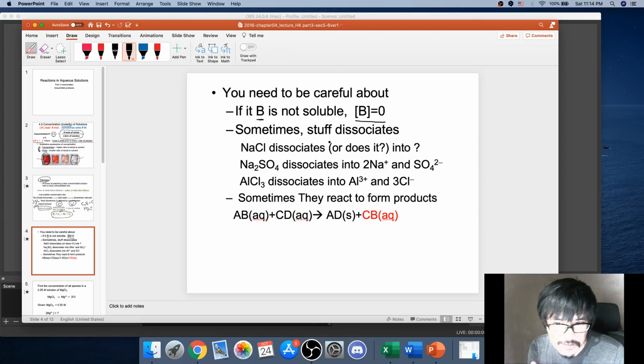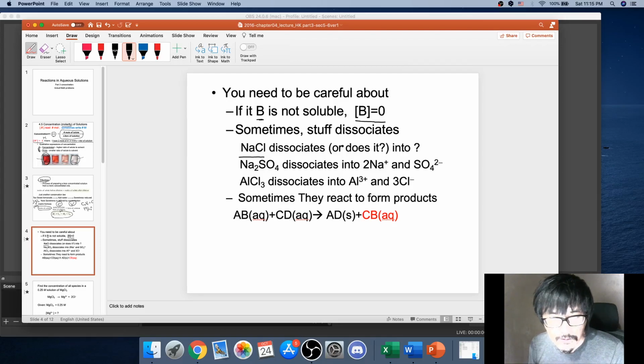This is kind of important, because you already had the precipitation table. Remember that from the previous videos? Those become useful. Now sometimes, even though it dissolves, stuff dissociates too, right? For example, NaCl doesn't exist in water. It dissociates into Na plus and Cl minus, right?